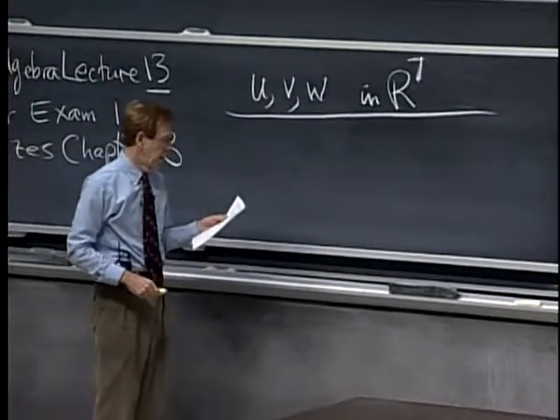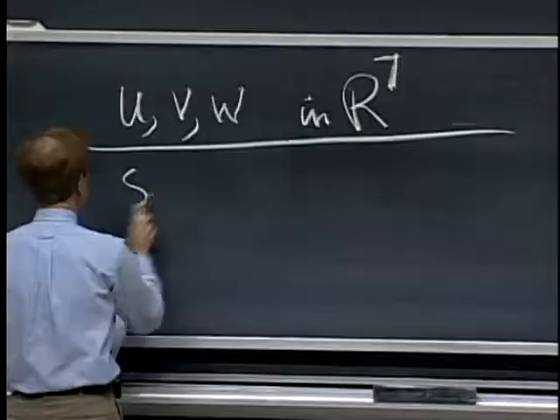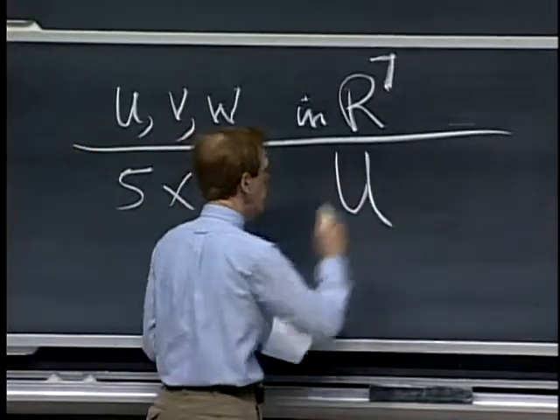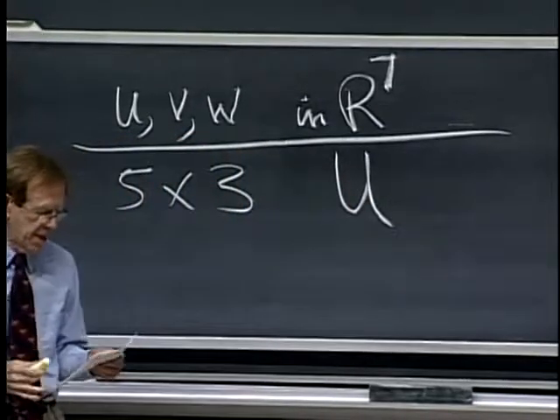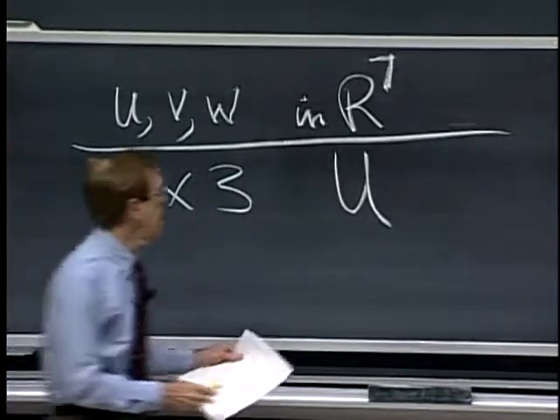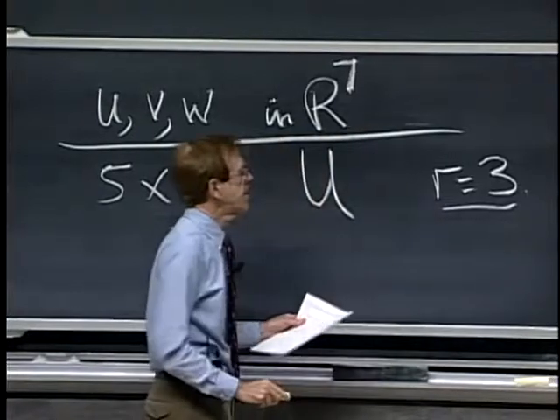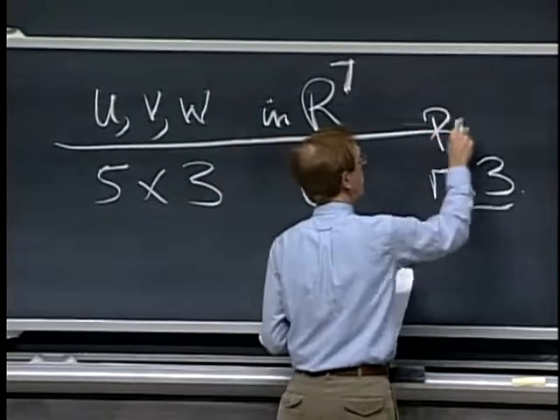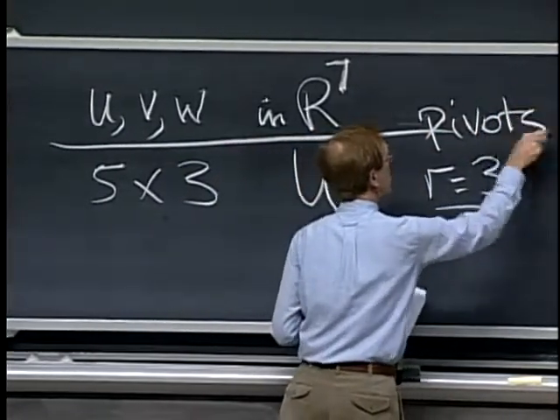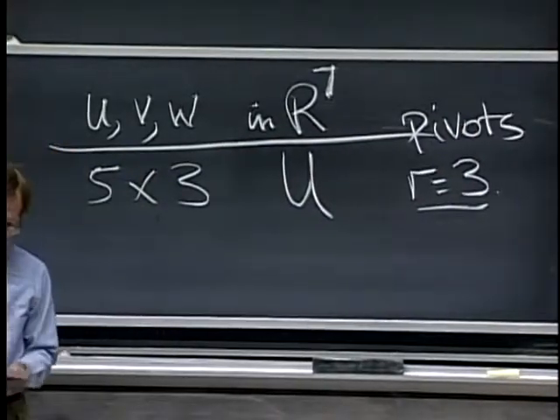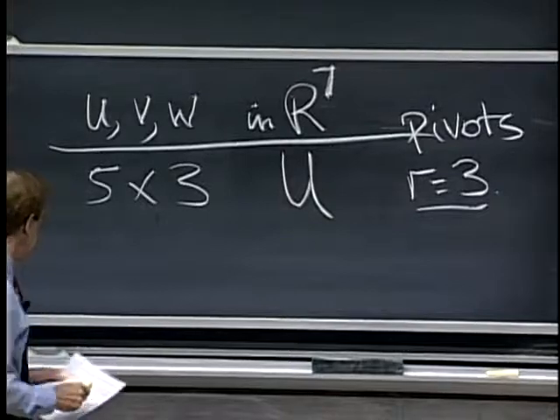Okay. We have a 5 by 3 matrix, and I'm calling it U. I'm saying it's in echelon form, and it has 3 pivots, r = 3. 3 pivots. Okay, first question, what's the null space? What's the null space of this matrix U?